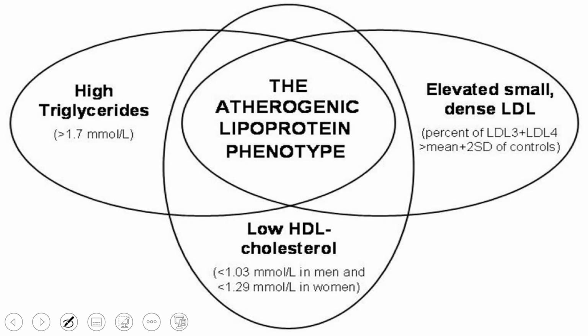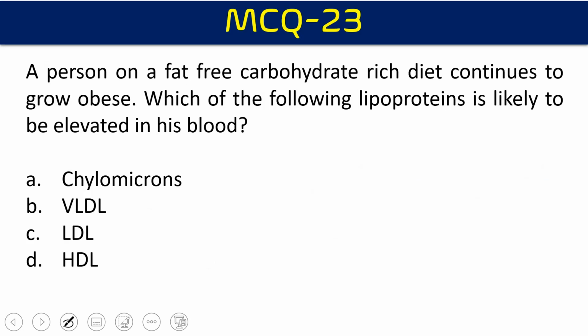So this is called the atherogenic lipoprotein phenotype, where there is low level of HDL cholesterol. HDL cholesterol decreases in both male and female, and then there is high amount of triglyceride and an elevated level of small dense LDL. So roughly we have covered almost all the questions. One or two questions more we are having.